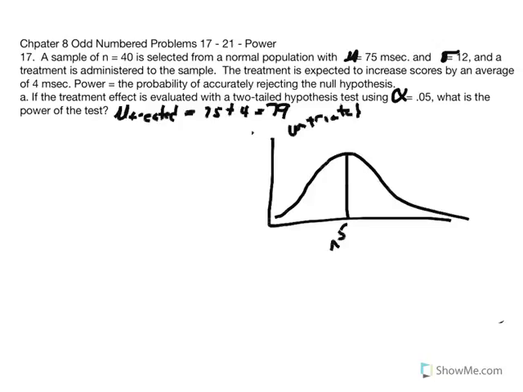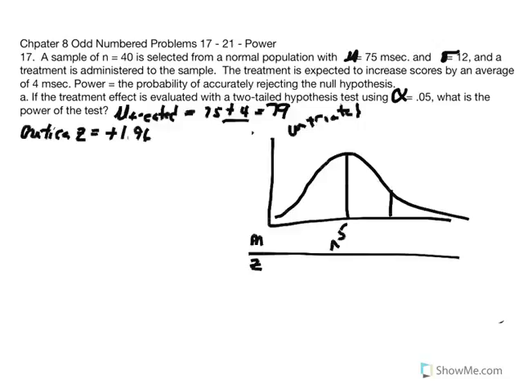I want to find out what the sample mean is at the critical region. So our critical z is equal to, given the fact that we're working with a two-tailed test, alpha at 5%, and we expect an increase, we're going to use positive 1.96. Okay, so we're going to identify that. I'm going to distinguish this from my z values. Down here we have 1.96.